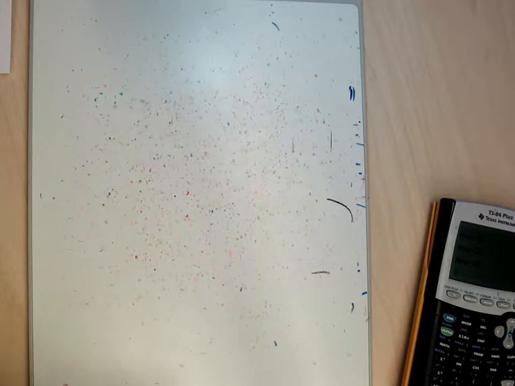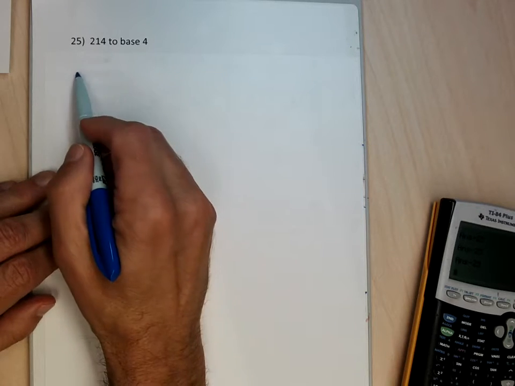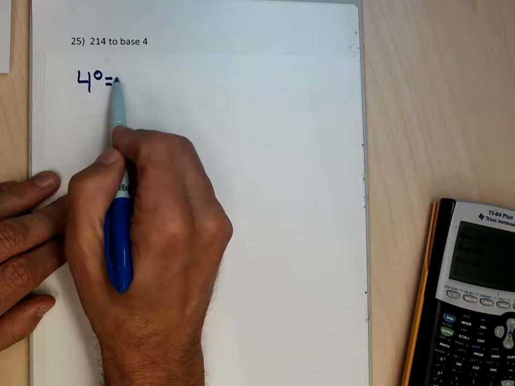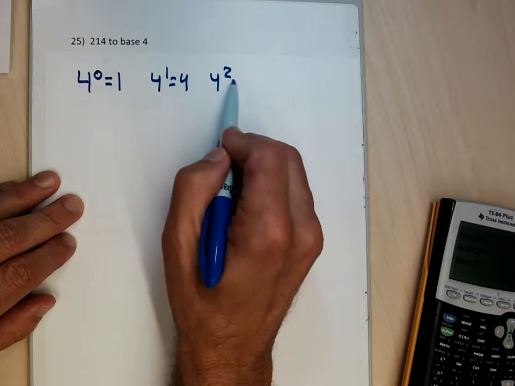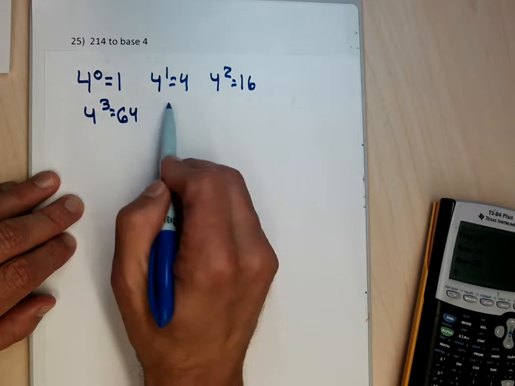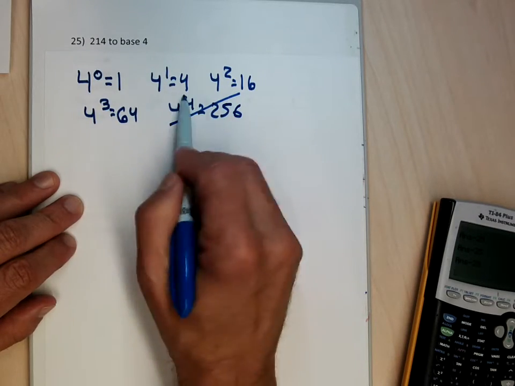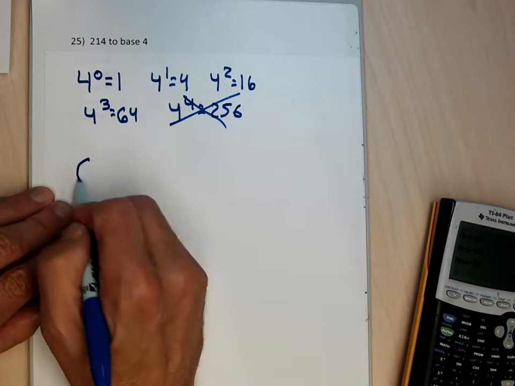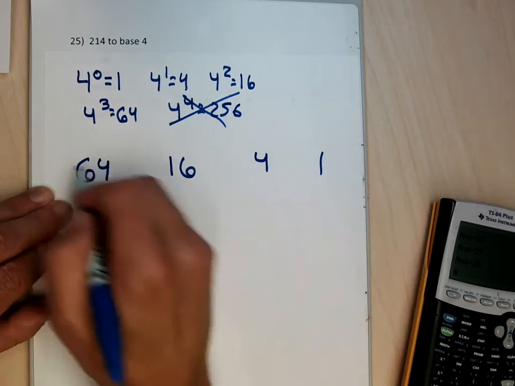Covering up things that I had written on here because I taught this a little bit differently this time through. So to convert 214 to base 4, I need powers of 4. 4 to the 0 is 1. 4 to the 1 is 4. 4 squared is 16. 4 cubed is 64. And 4 to the 4th is 256. Bigger than 214, don't need it. I'm going to write these powers of 4 down. I'm going to write 64, 16, 4, and 1.